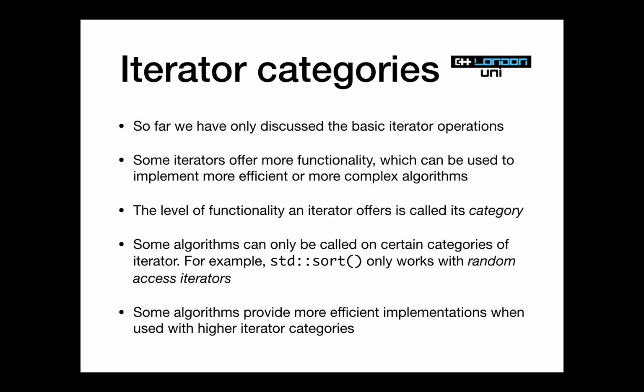So some algorithms are restricted only to iterators of particular categories. And other algorithms, well, if you give them a low category iterator, they'll do it one way. And if you give them an iterator that has more functionality, well, they'll use that functionality to do things more efficiently. Which is pretty clever, really.